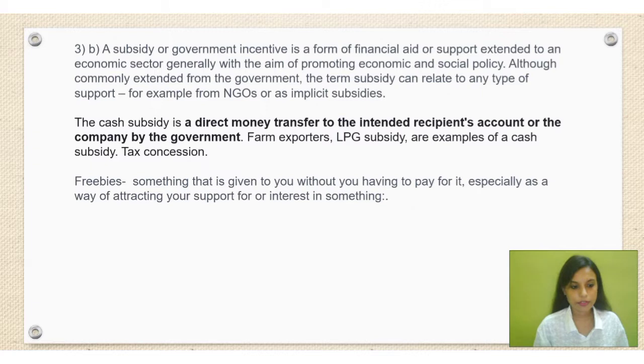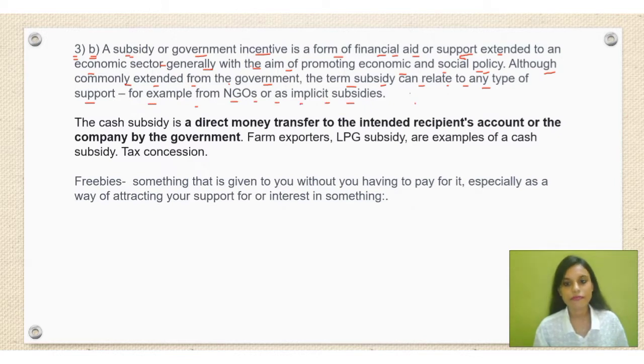Presenting the answer in front of you, 3B, the question we were discussing. It says a subsidy or government incentive is a form of financial aid, like financial support or help, extended to an economic sector, generally with the aim of promoting the economic and the social policy. Although commonly extended from the government, the term subsidy can relate to any type of support, for example, from the NGOs or as implicit subsidies.